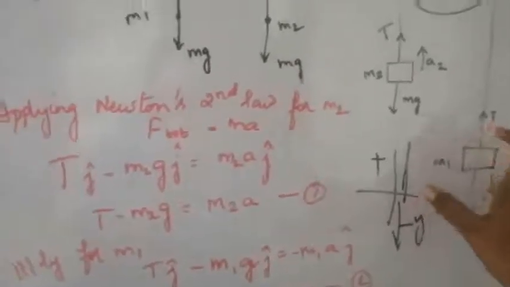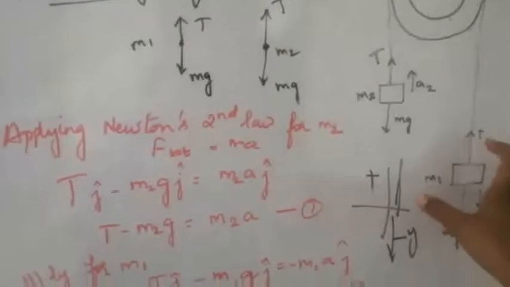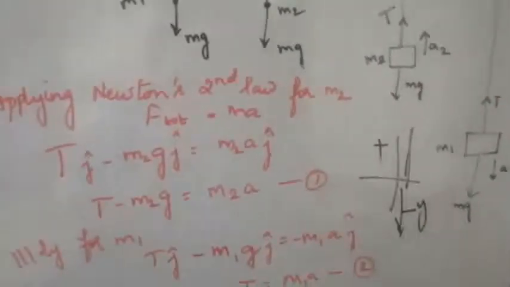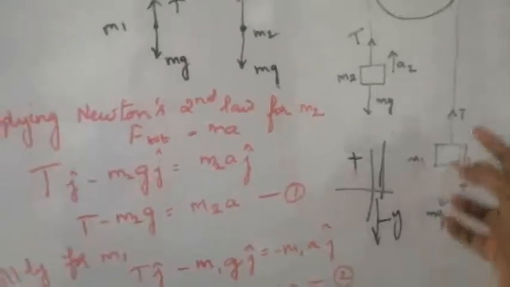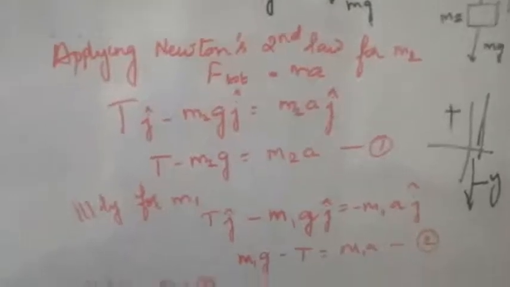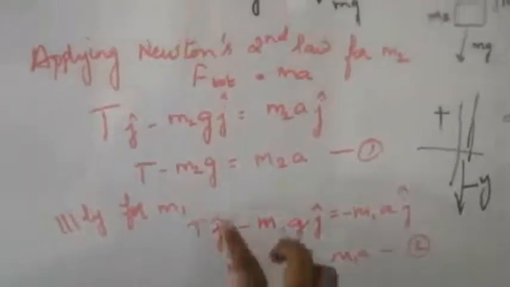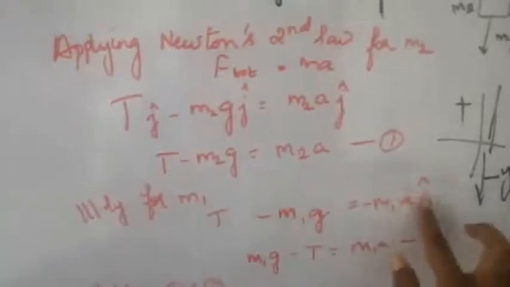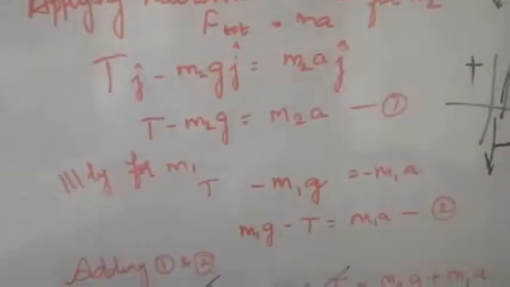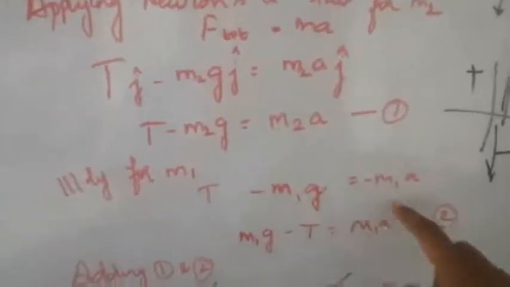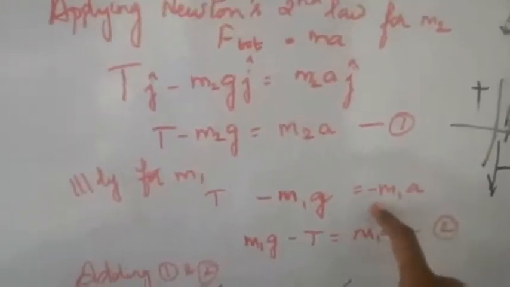I told you that mass m1 has the greater mass, so it will pull downward, which will move downward. So the acceleration is along the downward direction. Then it should be minus m1a j cap. Again, remove this direction part, since for the derivation we do not require it. Then it is T minus m1g equal to minus m1a. Since there is a minus, I am going to remove it.